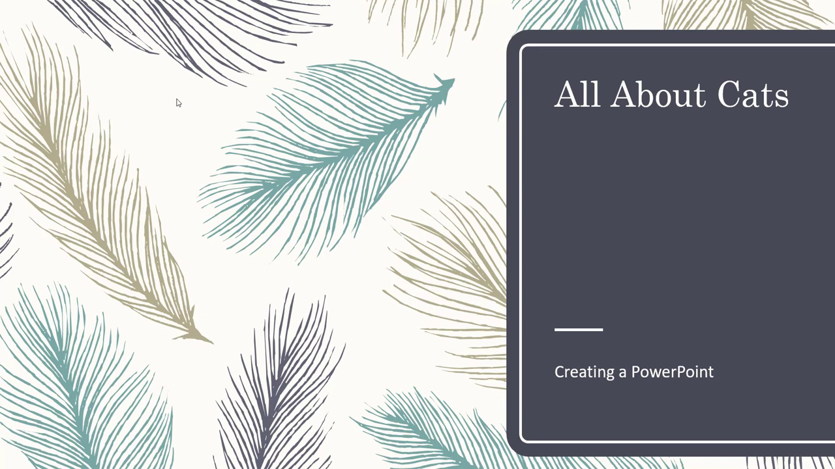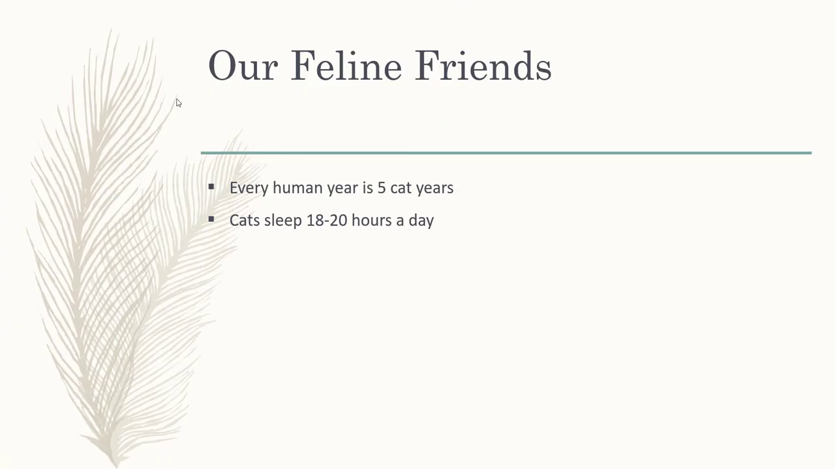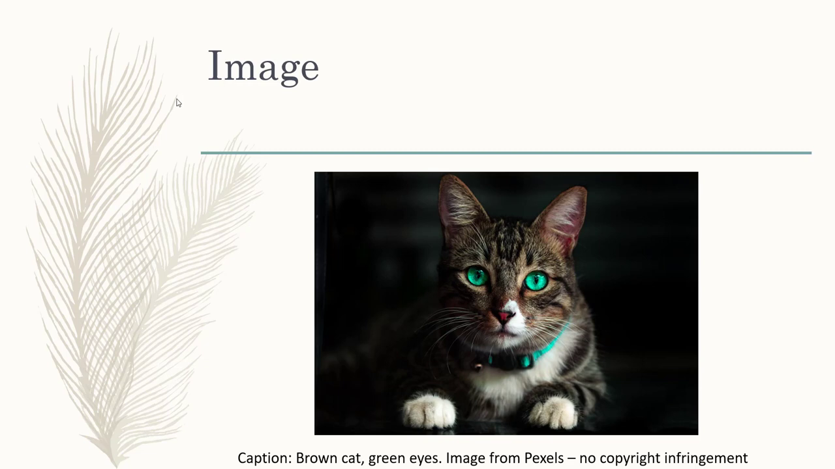The first slide, these are called slides, is the title page. So you have to give it a title. I've done All About Cats as my title. It's very easy to do this because you just click in a box and write whatever your title is going to be. And then I made a second slide that also has a title and a couple of bullets, and I will show you bullets. And then I brought in an image with a caption underneath it.